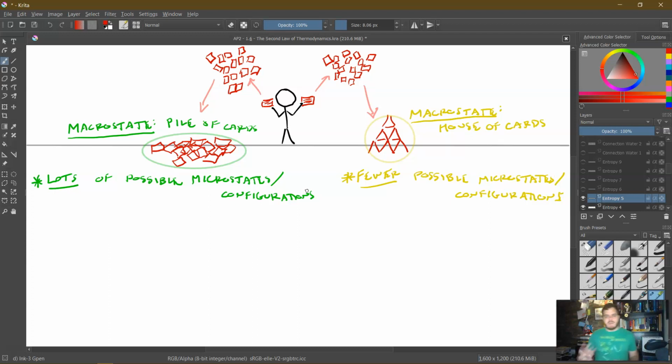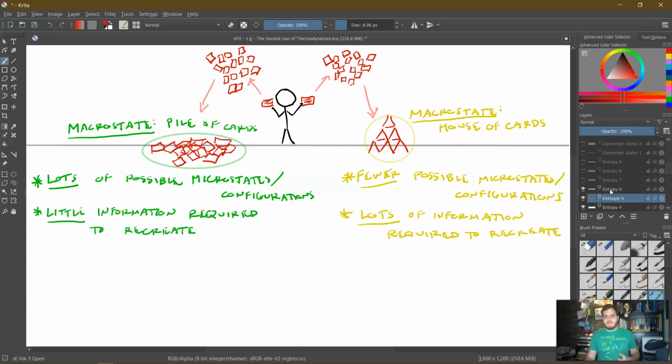Whereas for the house of cards, there are really fewer possible microstates and configurations. Yes, there are many options because I can replace cards with other cards, but they have to land in this perfect pattern, whereas the pile, as long as it lands in some pile-like pattern, is going to be pretty similar. So there are lots of possible configurations for the pile, but fewer configurations or microstates for the house of cards.